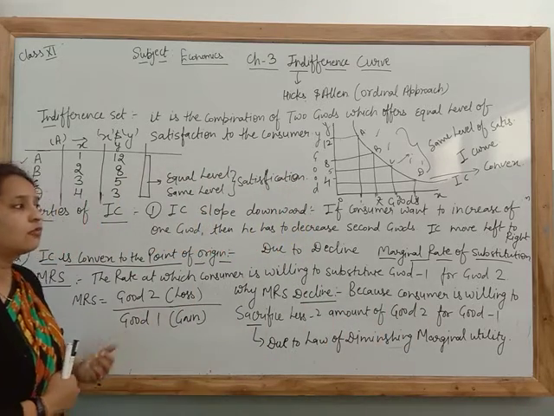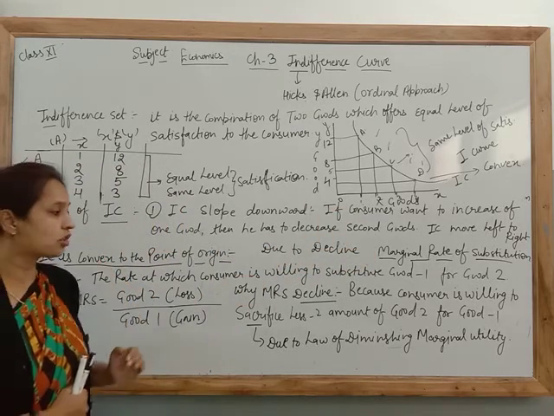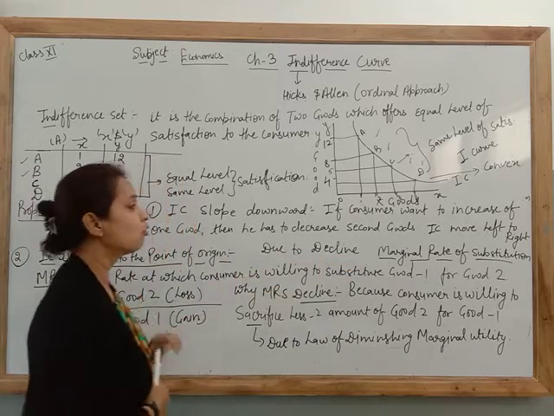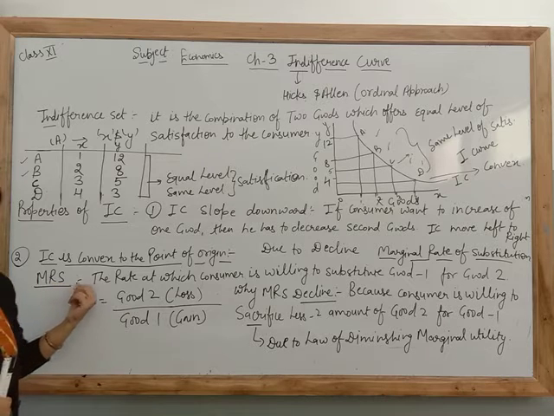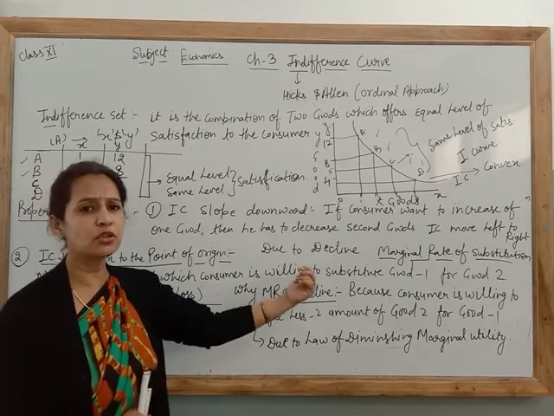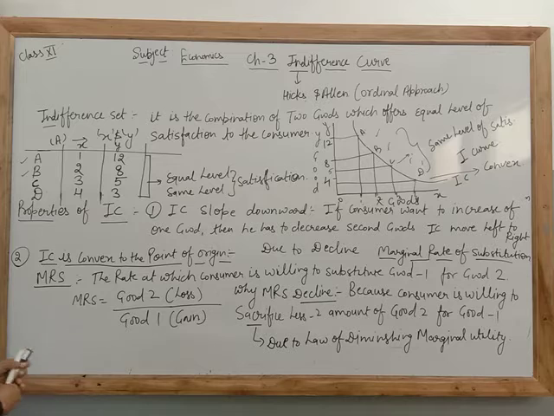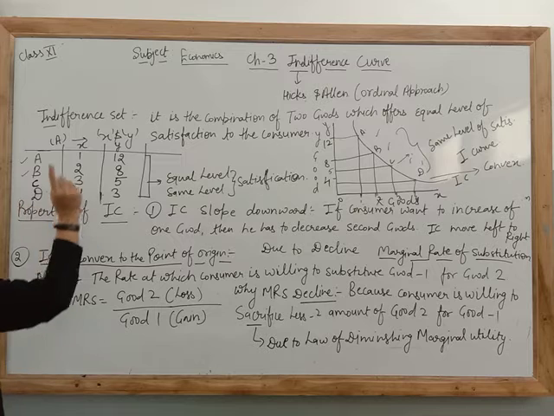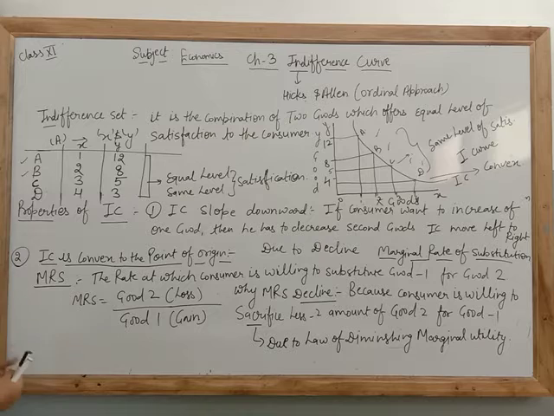First of all, we should discuss what is the meaning of marginal rate of substitution. Then we are going to find out why it is declining also. Marginal rate of substitution means the rate at which the consumer is willing to substitute one good for another good. It means at which rate the consumer is going to sacrifice good y for good x. That is known as the marginal rate of substitution.